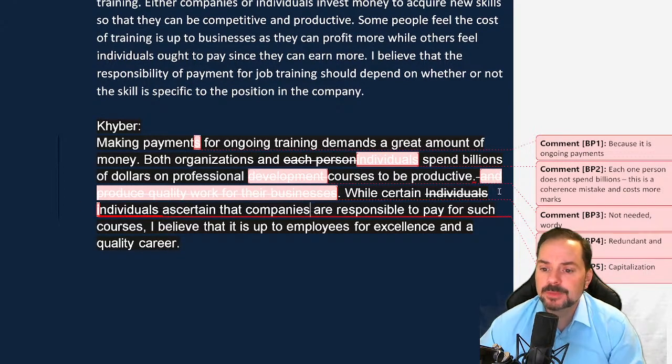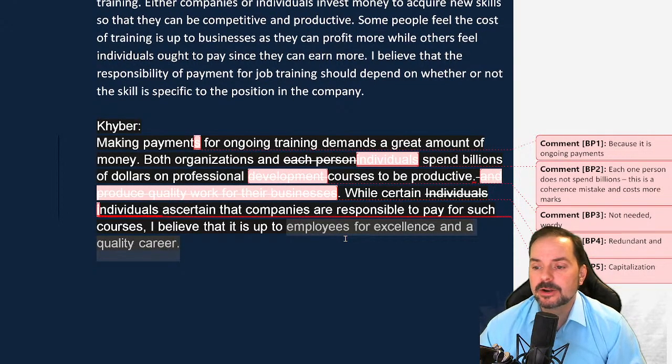okay, and then there's another mistake here that I'll show you. So ascertain that companies are responsible to pay for such courses, I believe that it is up to the employees for excellence and quality career. Okay, there's a pretty big mistake in the last part of this introductory paragraph. What is the mistake here? So what are the mistakes here at the end of this introductory paragraph? Okay, can anybody tell me that? So I believe that it is up to employees for excellence and quality career. Okay, read the whole sentence. While certain individuals ascertain that companies are responsible to pay for such courses, I believe that it is up to the employees for excellence. Yeah, very good.